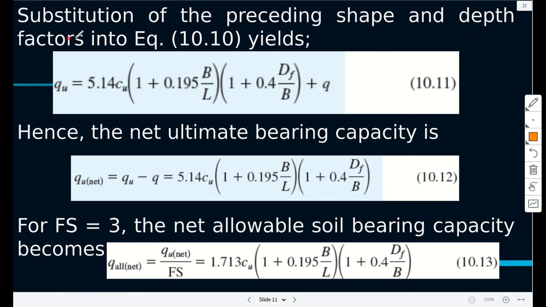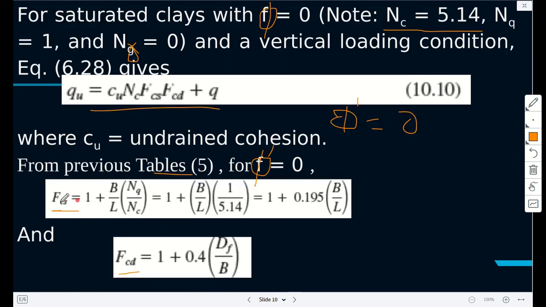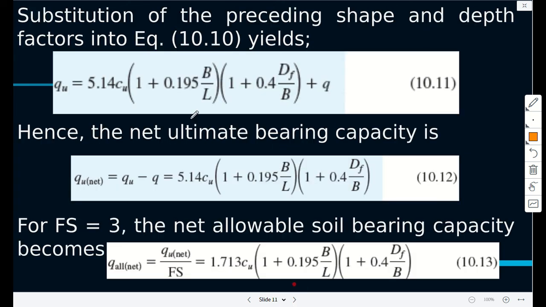So when you substitute in the preceding factors here, you have already solved these factors FCS and FCD. You can substitute back in the equation. So this is what you get, and the net. If you subtract the Q, then the net bearing capacity is as shown.